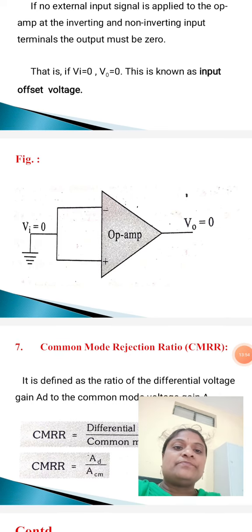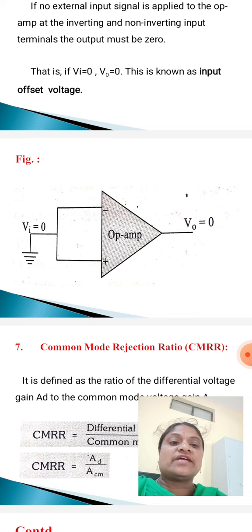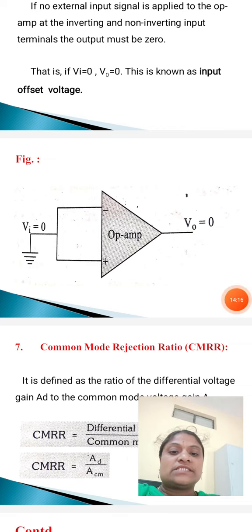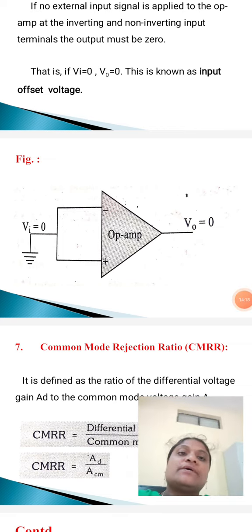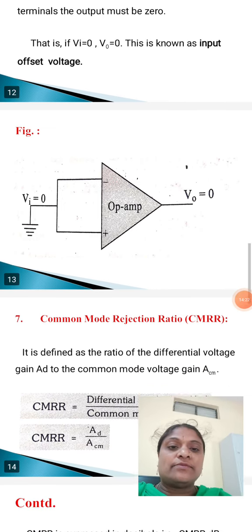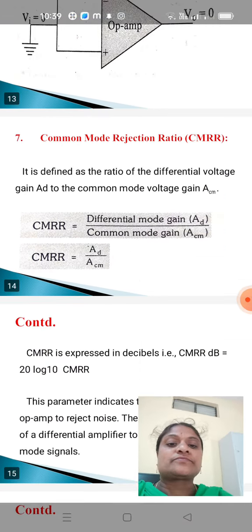Observe this figure. This is the op amp. The op amp accepts two inputs, positive and negative. Negative is nothing but inverting, positive is nothing but non-inverting. There is no input here. On the input side, input is 0, that is connected to ground. That's why Vi is equal to 0. Then output is 0. This is nothing but the input offset voltage.